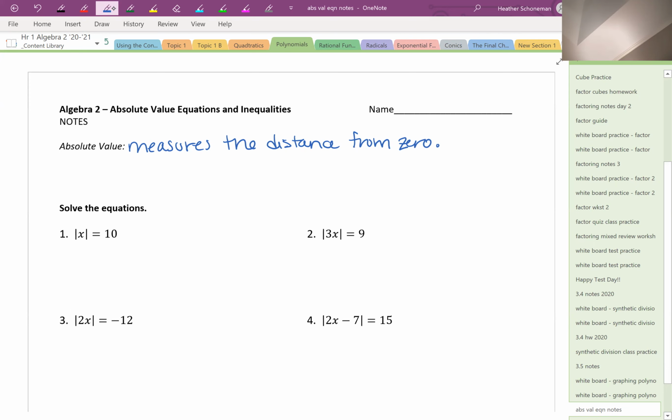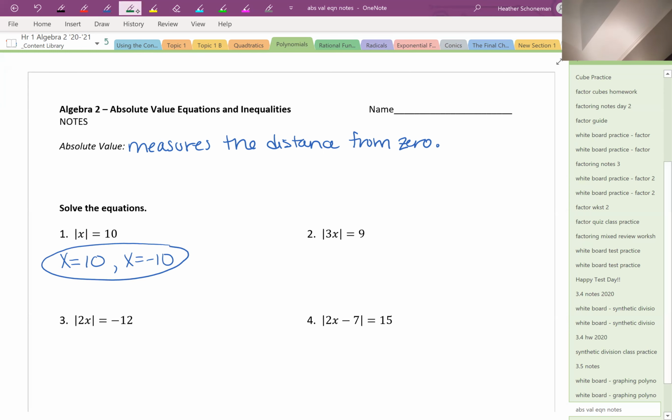Now, you can go different directions from zero. You can go to the left, you can go to the right, but you can't have a negative distance. So if we look at number 1, and it asks for the absolute value of x equals 10, since we have the absolute value isolated by itself, and then the number on the other side, now we can rewrite it into two equations, and we can say that x equals positive 10 and x equals negative 10. And because there's nothing more to solve, that's our answer.